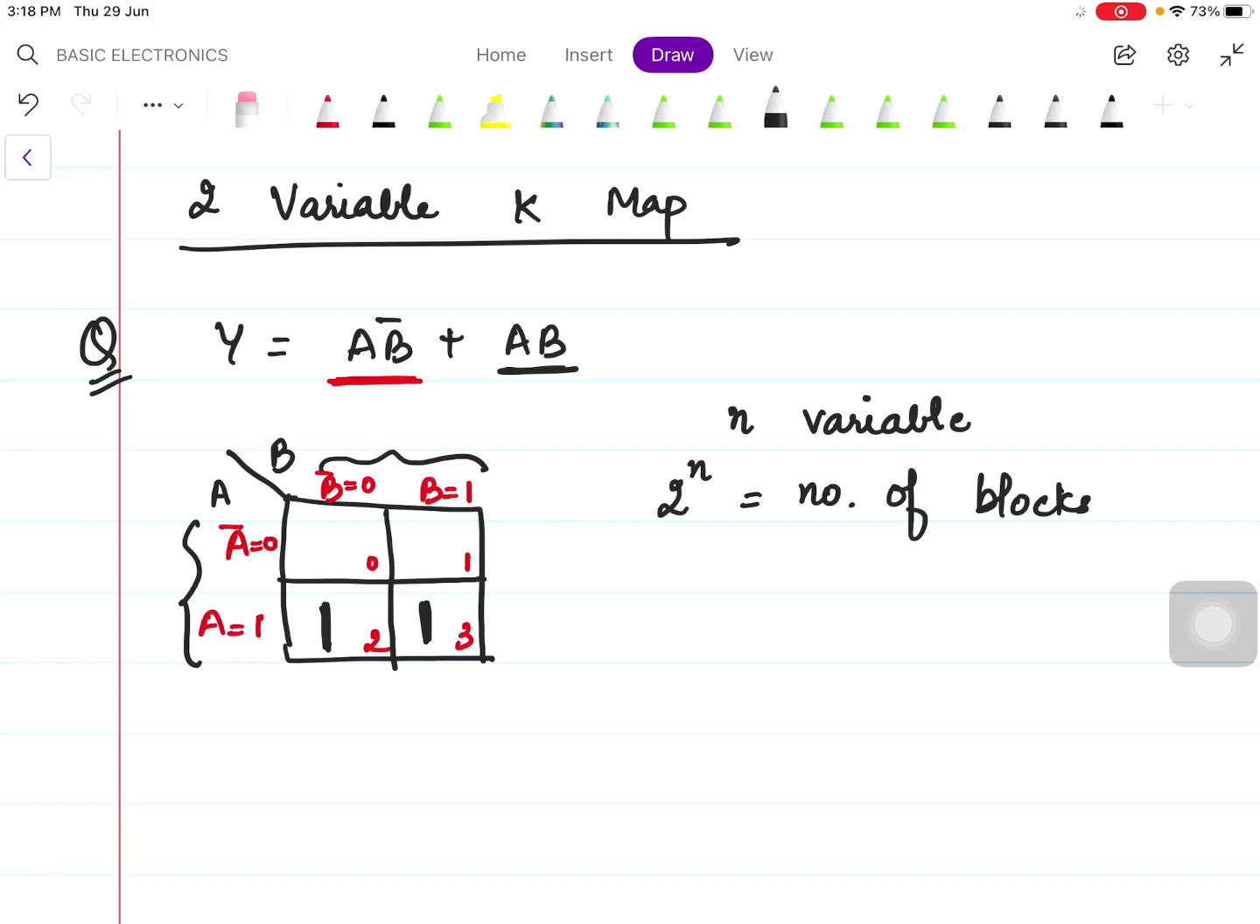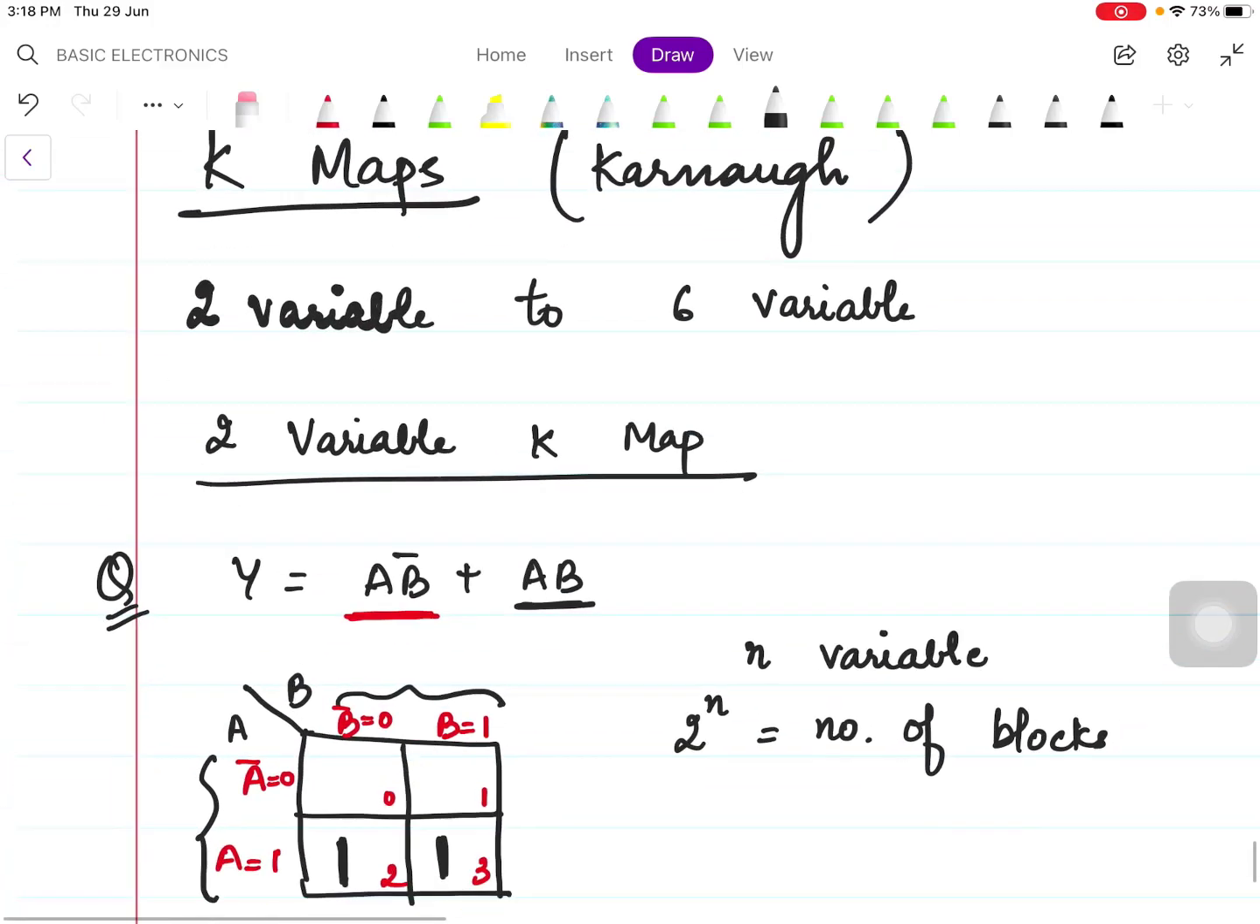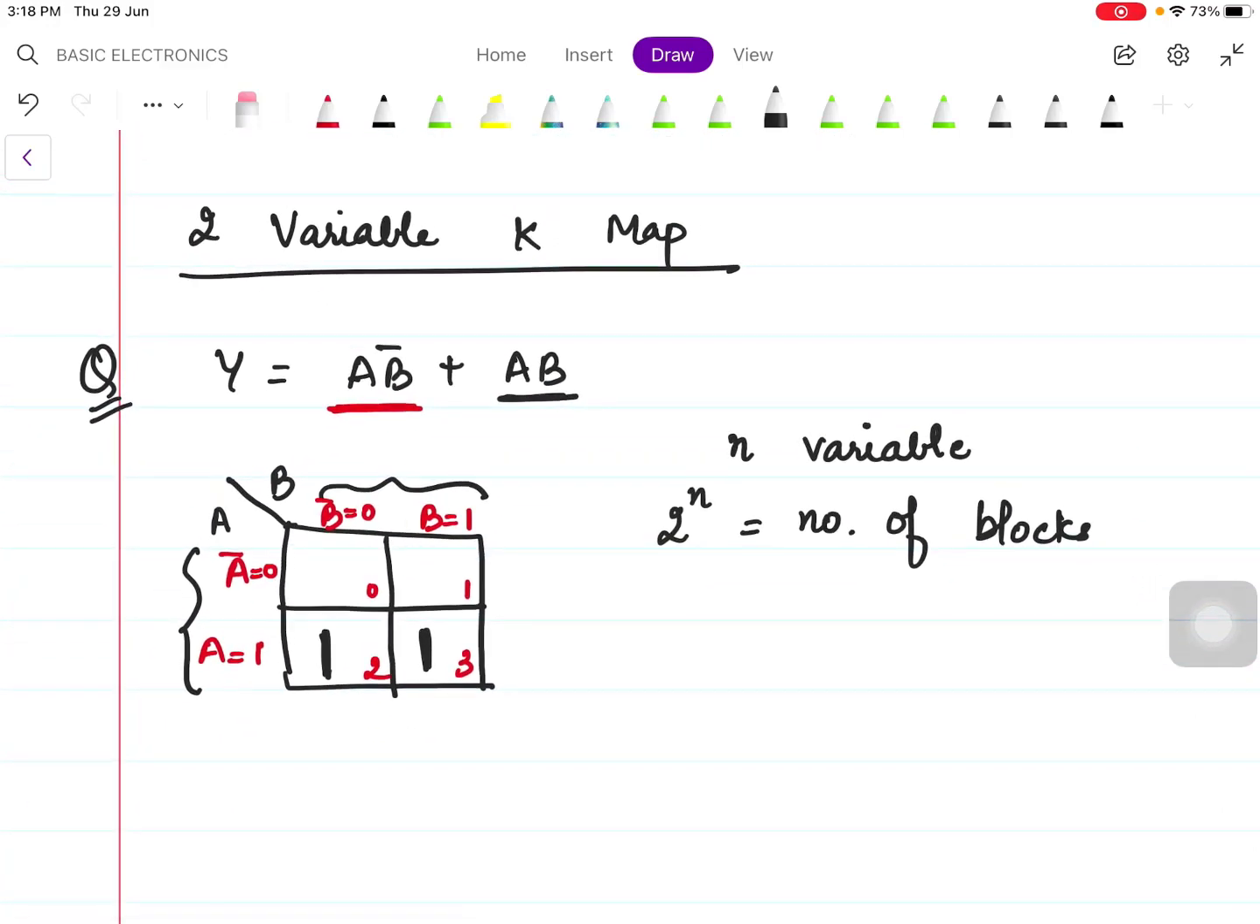Now when we have marked ones, what do we have to do? We have to group them in the maximum number. That means the maximum possible combination in a 2 variable K-map, which consists of 4 blocks, is a combination of 4 if all the blocks were filled. You have to see what the biggest combination is that is possible in any variable K-map. Here, in a 2 variable K-map, 2 raised to the power 2 is the biggest combination possible.